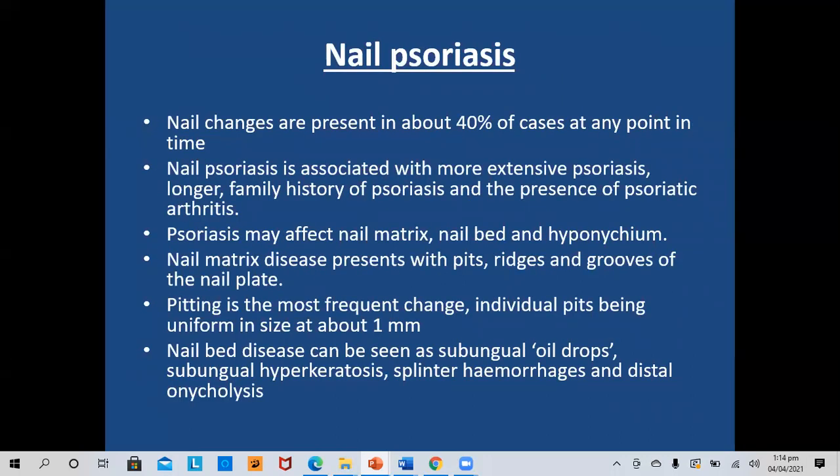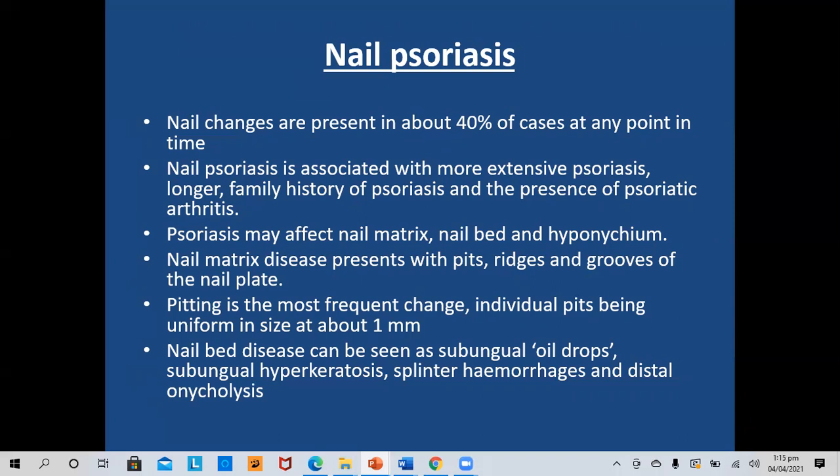Nail psoriasis. We have discussed the various different findings of psoriasis while discussing the abnormalities of nail shape, color, and nail bed. But now we will discuss all the nail findings in a patient of psoriasis. Nails are typically involved in 40% of psoriatic patients at any point of time. Nail psoriasis is associated with more extensive psoriasis of longer duration, patients with a family history of psoriasis, and the presence of psoriatic arthritis. Psoriasis affects the nail matrix. It can affect the nail bed and hyponychium.